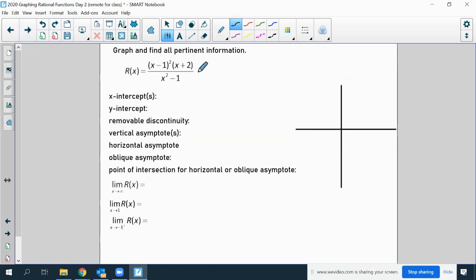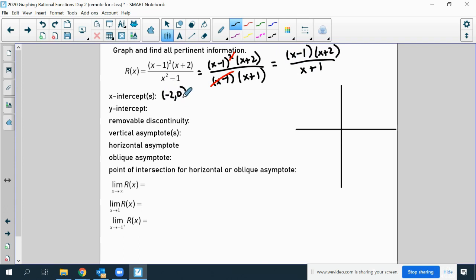This one, I'm going to factor the denominator. So I have x minus 1 squared times x plus 2 over x minus 1, x plus 1. And one of these can cancel out. So I have x minus 1, x plus 2 over x plus 1. I have an x-intercept at -2, but the one at 1, 0 is actually not an x-intercept. That is a hole because I had 1 cancel off. It is not in my domain.